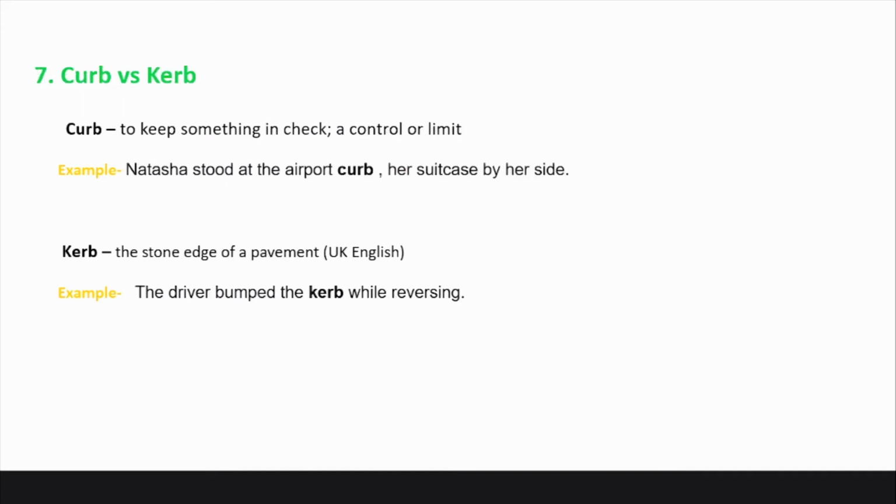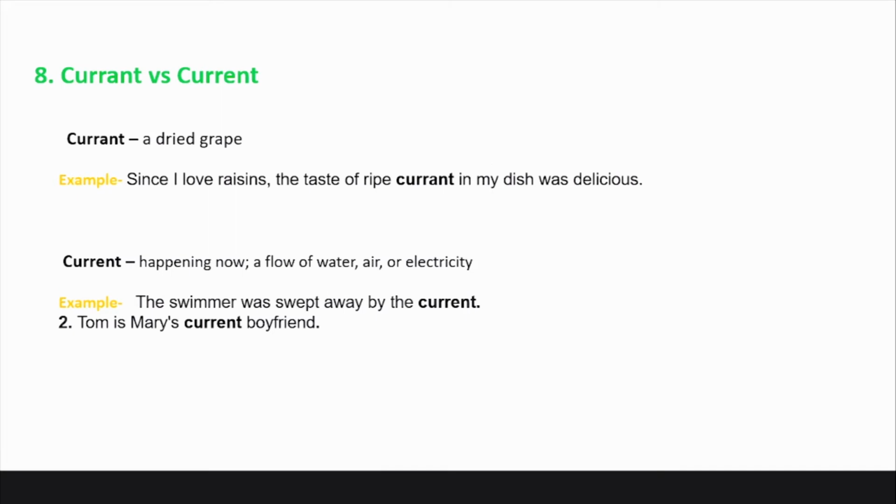Let's look at a seventh pair, curb and kerb. Curb, meaning to keep something in check, or a control or limit. Let's look at the example. Natasha stood at the airport curb. Her suitcase was by her side. Kerb, meaning the stone edge of a pavement, and this is UK English. Let's look at the example. The driver bumped the kerb while reversing.